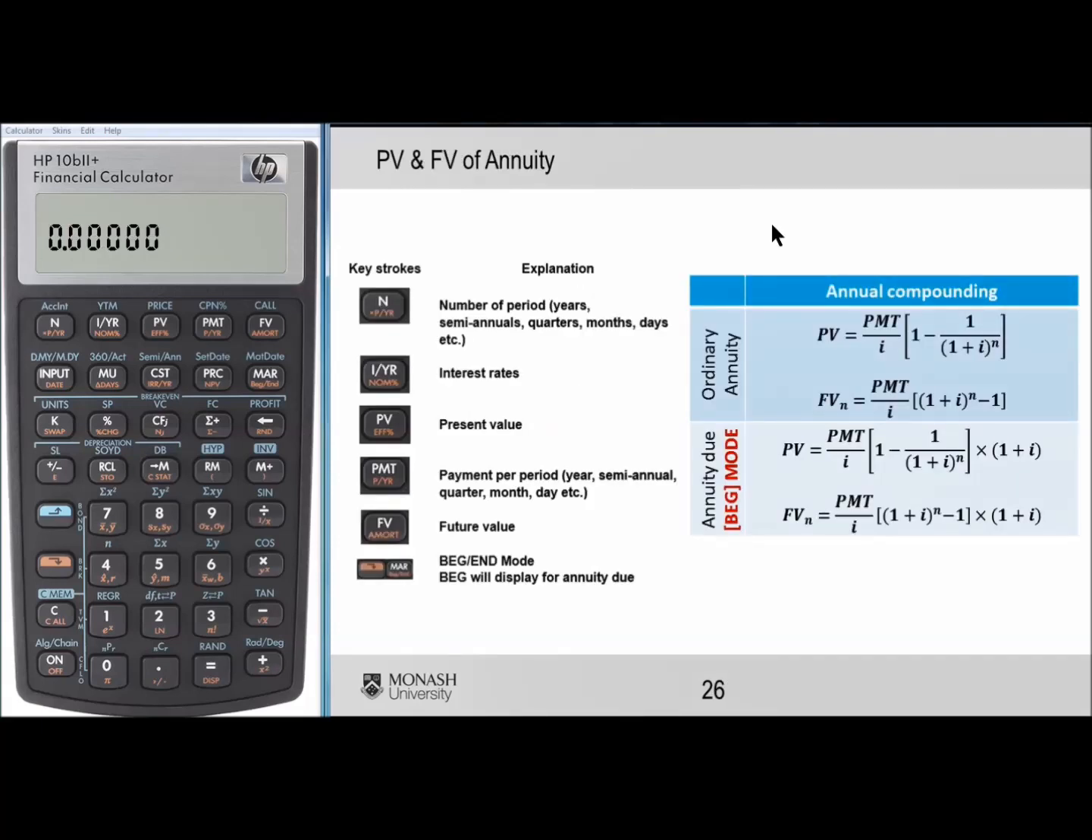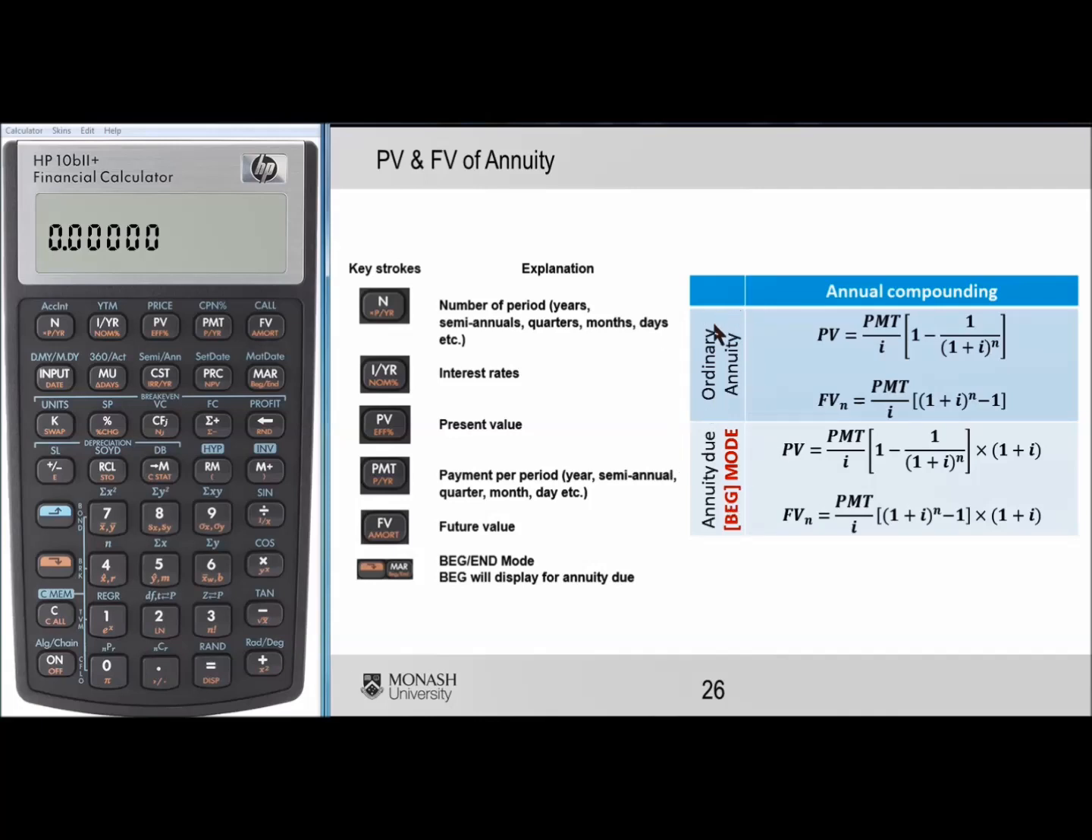Okay, so we have learned how to compute present value and future value of a single sum of money. Now let's move on to a series of equal cash flows happening at equal intervals on the timeline. This type of cash flow is called annuity. Basically, we have two different types of annuity: ordinary annuity and annuity due.